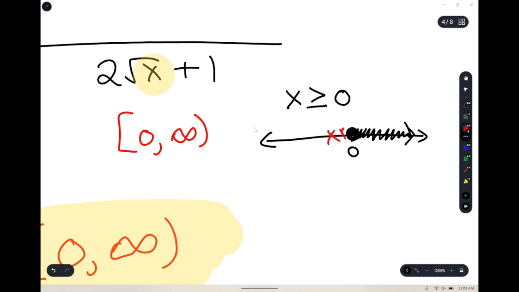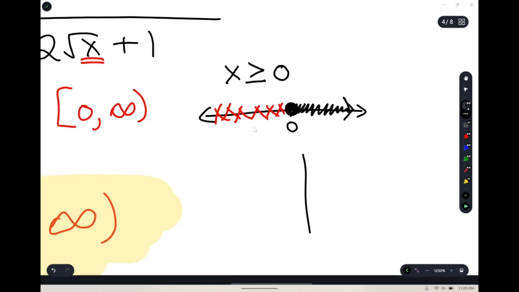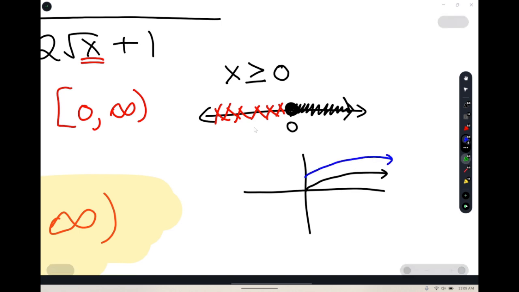And this stuff is all bad because of what's underneath, not because there's a square root or because you've got a 2 and a 1 on the outside. It has everything and only to do with what's underneath, not anything on the outside. Correct. If we graph this, it would probably be up 1 and then twice as tall.